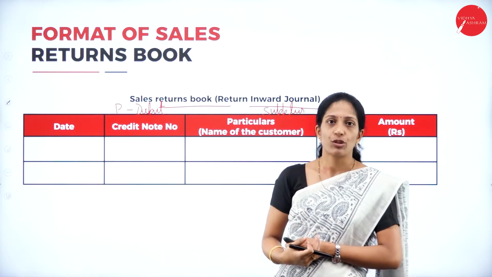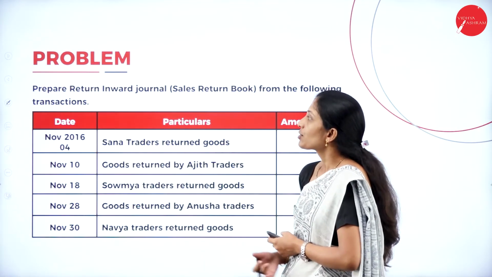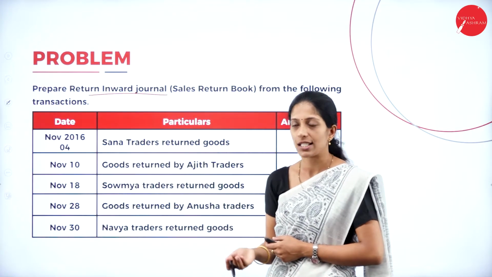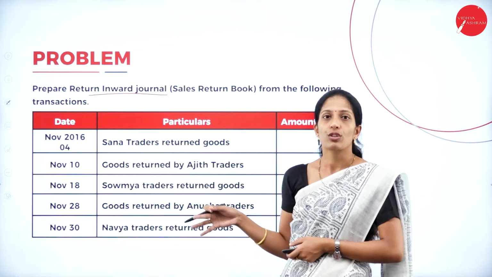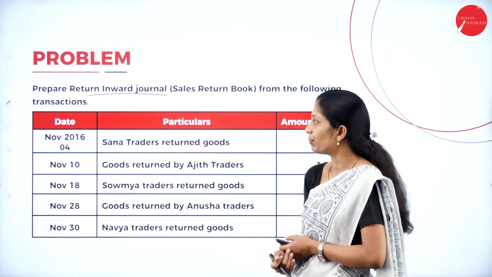Now we shall directly go through few small problems on sales returns book. So prepare return inward journal. Inward journal means what? It is sales returns book from the following transaction. So we shall go through the transaction and immediately we shall transfer to sales returns book.